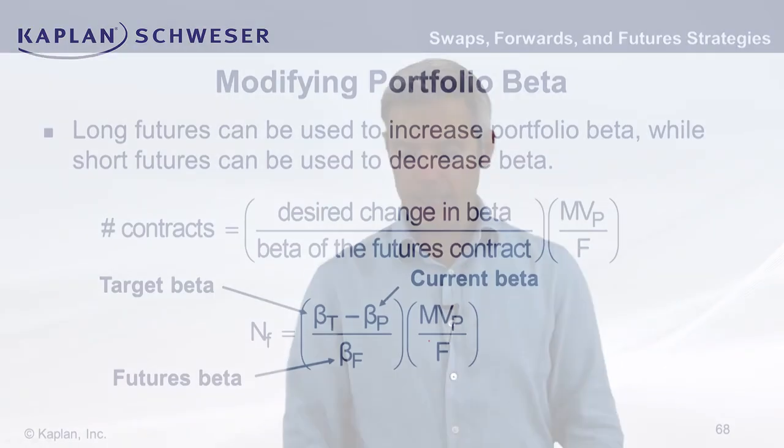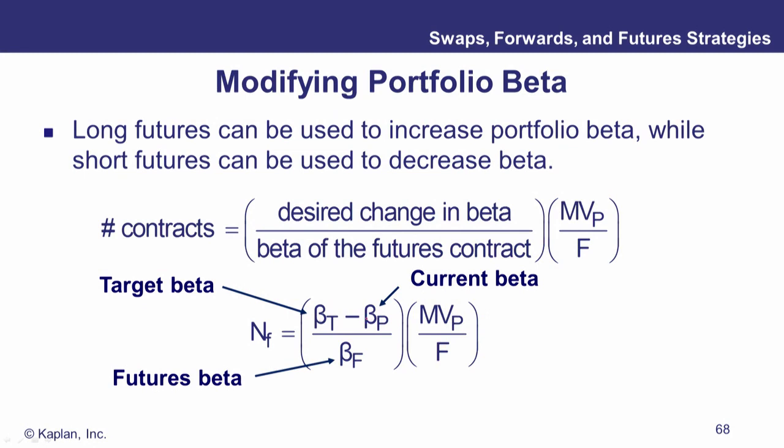But that's it. If you factorize the VP on the top, what do you get? You get this. Target beta minus portfolio beta times the VP, I called it, market value of the portfolio on the top, and then divide through by the futures beta, and then multiply through by the futures value, or the futures exposure. So this F here is price times multiplier.